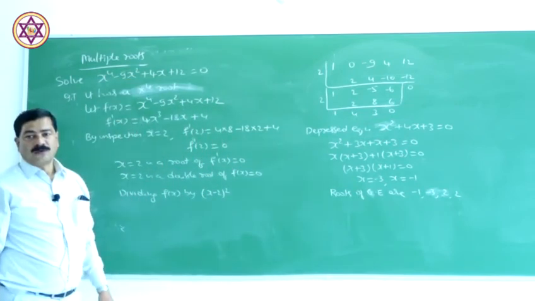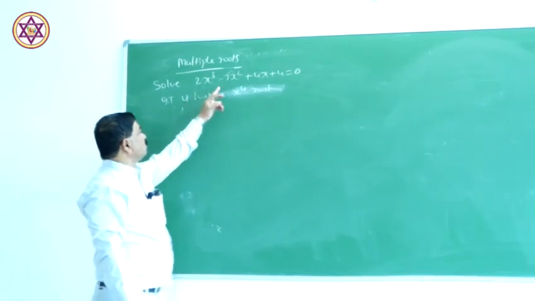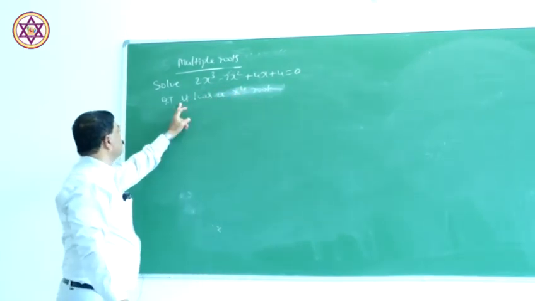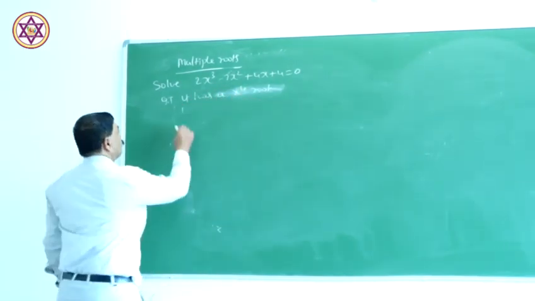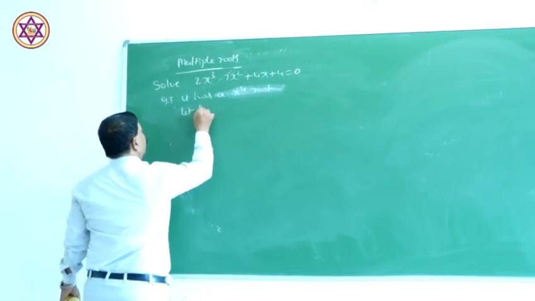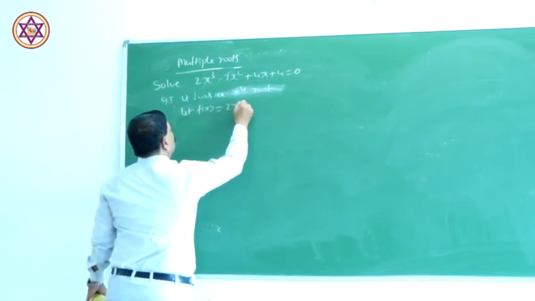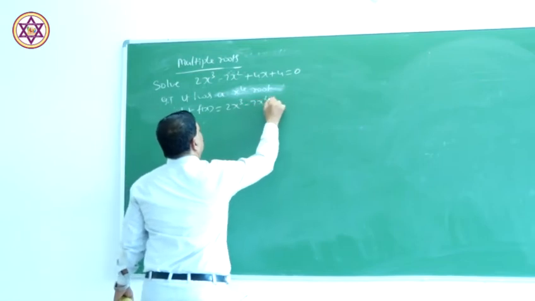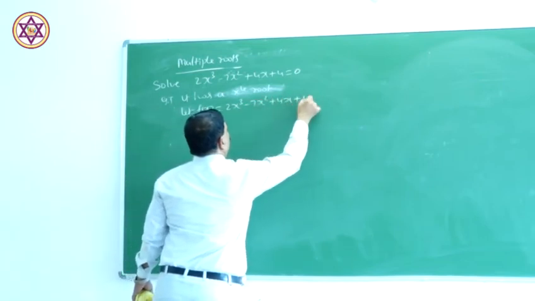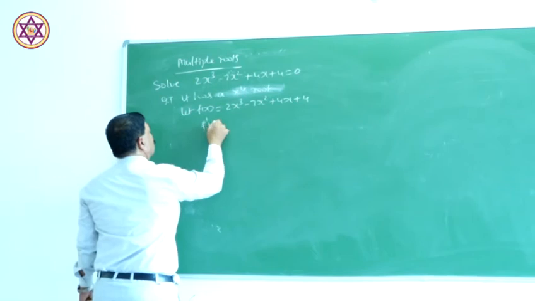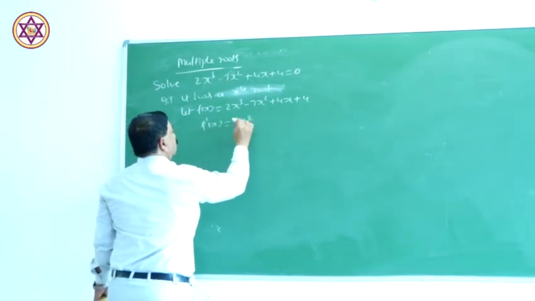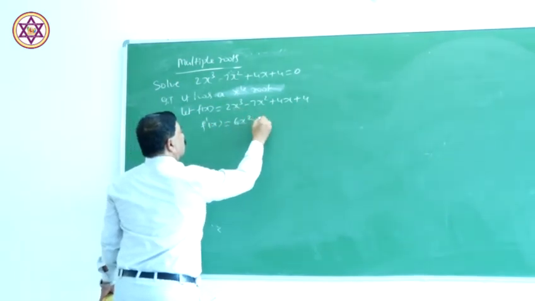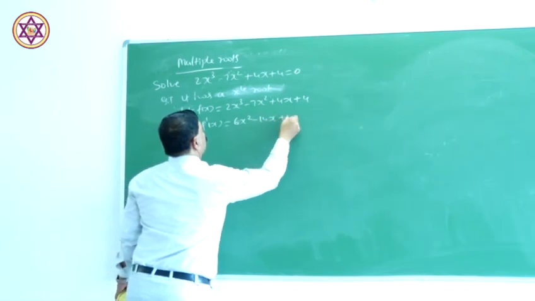Solve 2x cube - 7x square + 4x + 4 = 0, given that it has a multiple root. Let f(x) = 2x cube - 7x square + 4x + 4. So, f'(x) = 6x square - 14x + 4.